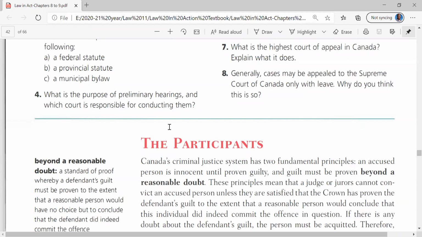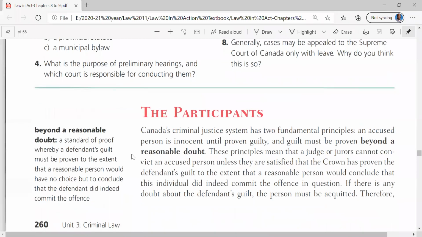It's for indisputable doubt. It means that this was what happened. This piece of evidence is believable within reality, right? So you've got a standard of proof whereby a defendant's guilt must be proven to the extent that a reasonable person will have no choice but to conclude the defendant indeed committed the offense. So reasonable doubt. Is there something called no doubt? No. There's no concept of 100%.